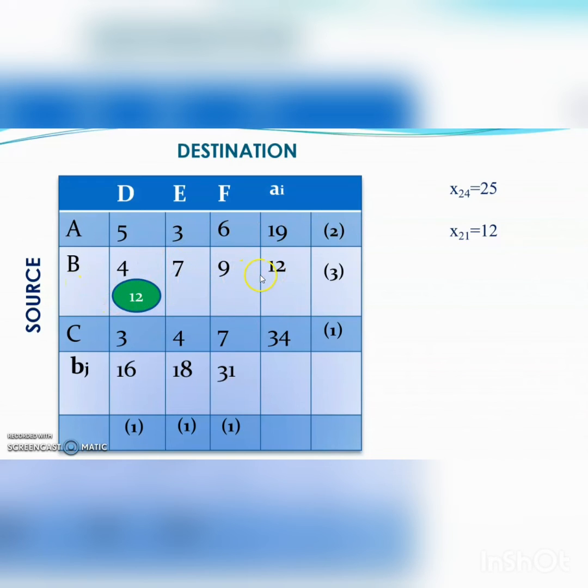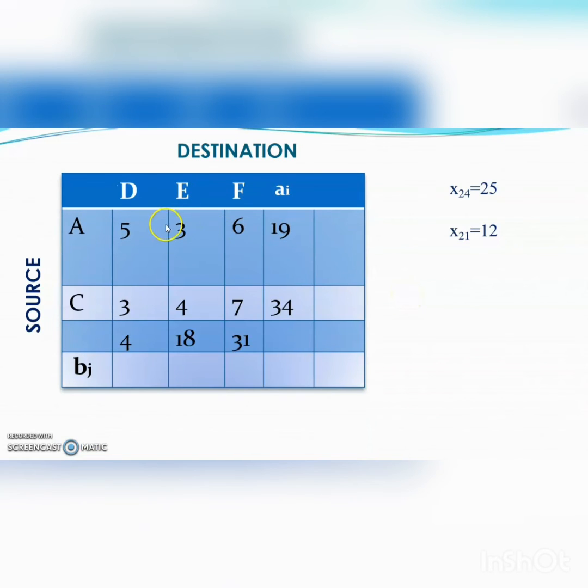Now we see that the availability of the source B is exhausted. So we discard row 2 and we adjust the requirement of column 1. Now the requirement of column 1 is 4 units. After discarding source 2, we have this cost matrix. Again we calculate the penalties for each row and for each column.